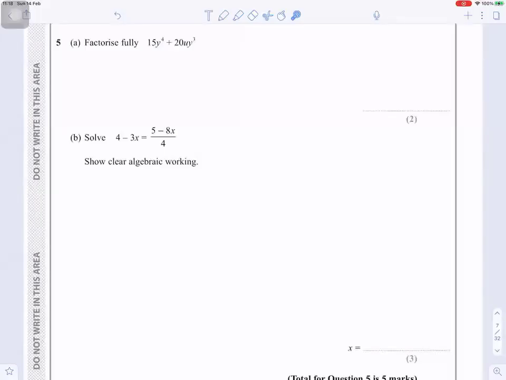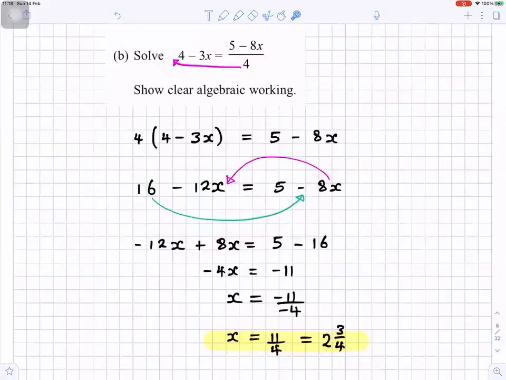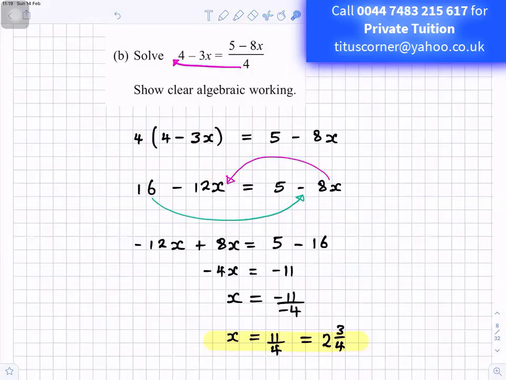Question 5b, solve (4 minus 3x) equals (5 minus 8x) over 4. Show clear algebraic working. To solve that, we can take the 4 from the right-hand side to the left-hand side. It becomes times 4. So 4 times bracket 4 minus 3x equals 5 minus 8x. You remove the bracket. 4 times 4 is 16, 4 times minus 3x is minus 12x.